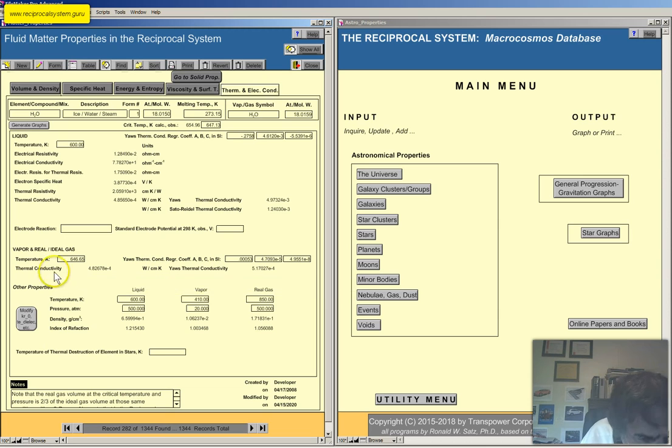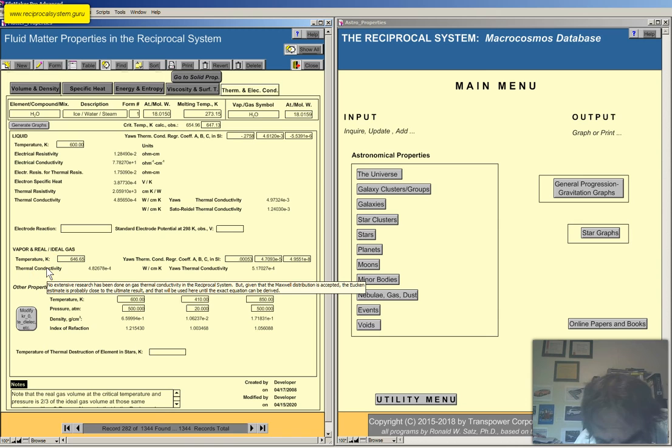Let's look at this tooltip here. Extensive research has been done on gas thermal conductivity in the reciprocal system, but given that the Maxwell distribution is accepted, let's look at this.